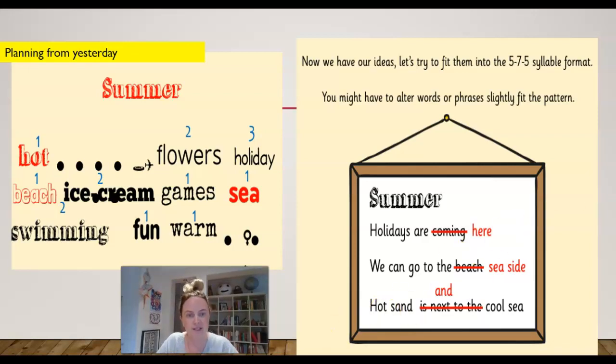So my first one is, I'm going to read it all out together. Holidays are here. We can go to the seaside. Hot sand and cool sea. It fits the 5-7-5 format. And it's about nature, so it's a haiku.